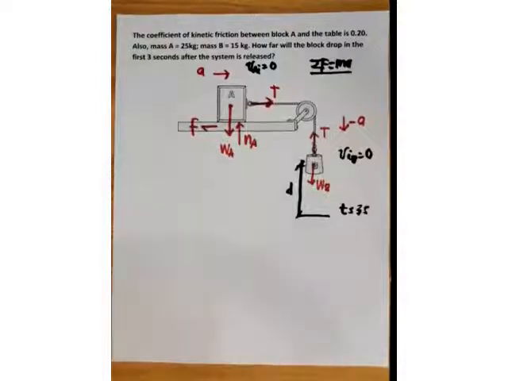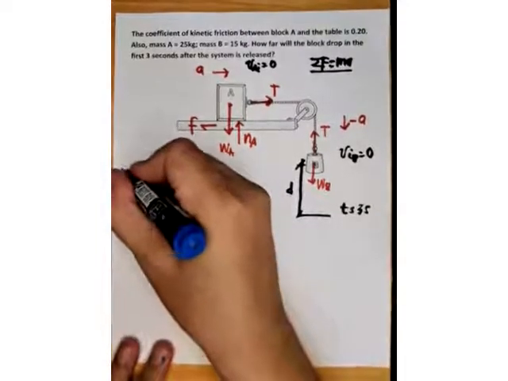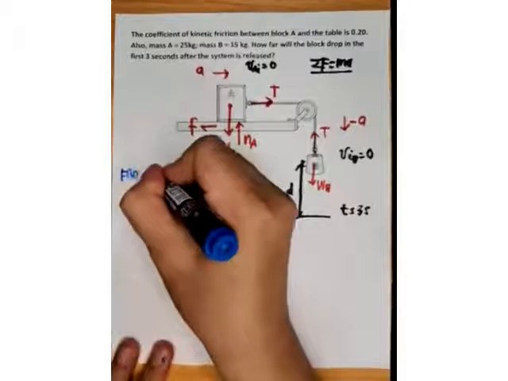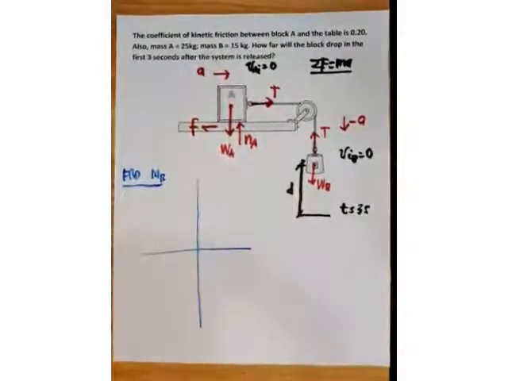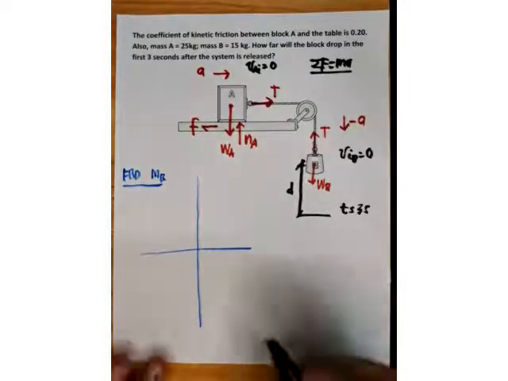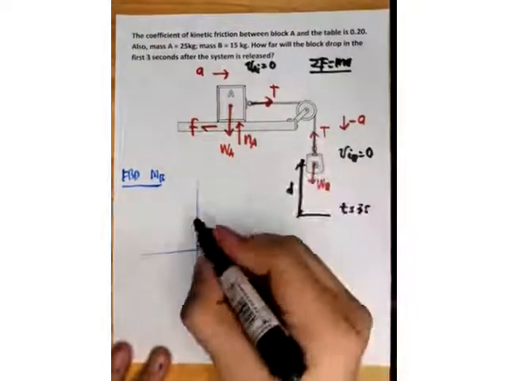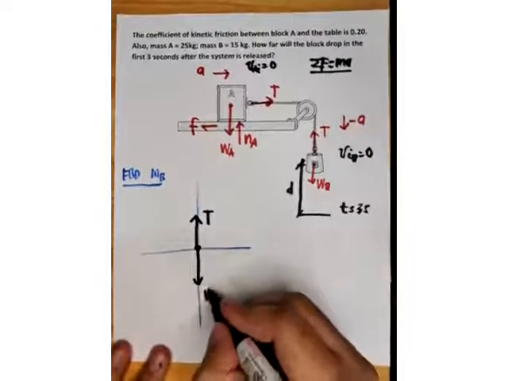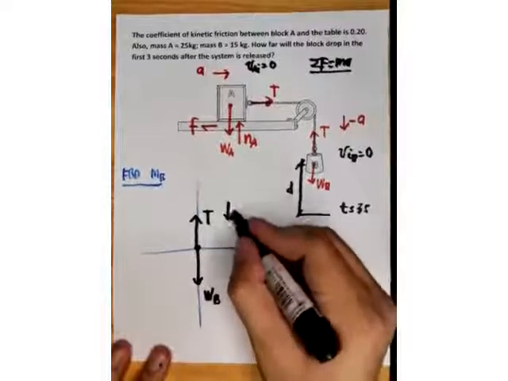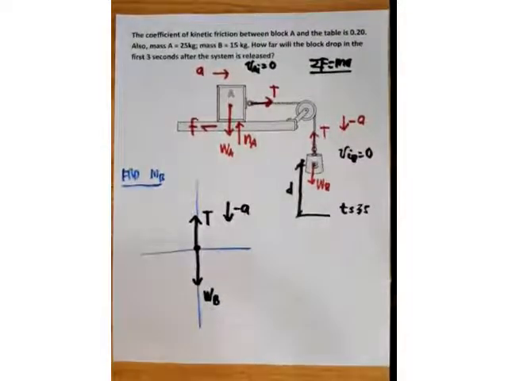Okay? So, saan natin siya umpisahan? Okay, umpisahan ko na lang siya sa B, no? Okay, sa B ako magsisimula. Okay, so let's have the FBD for mass B. So ito yung FBD natin. So what are the forces acting along B? So we have the tension, and then we have yung weight B. Okay, don't forget the direction of the acceleration is downward.